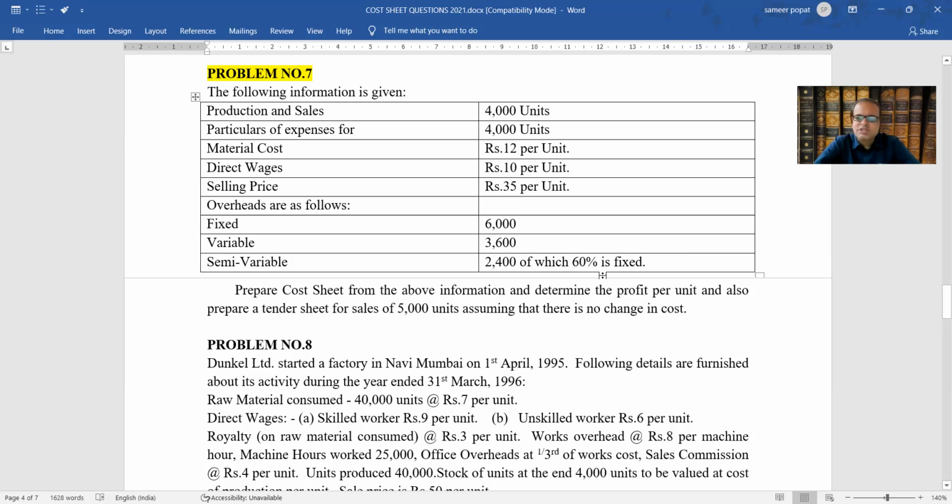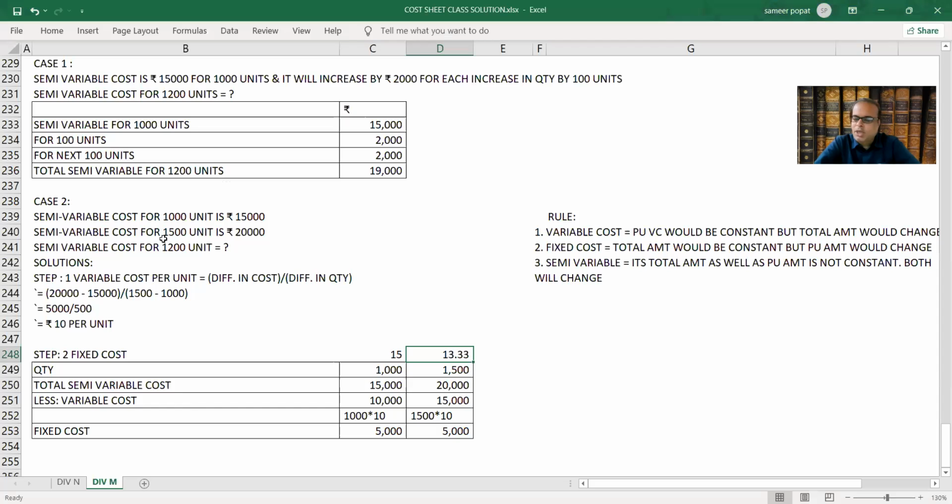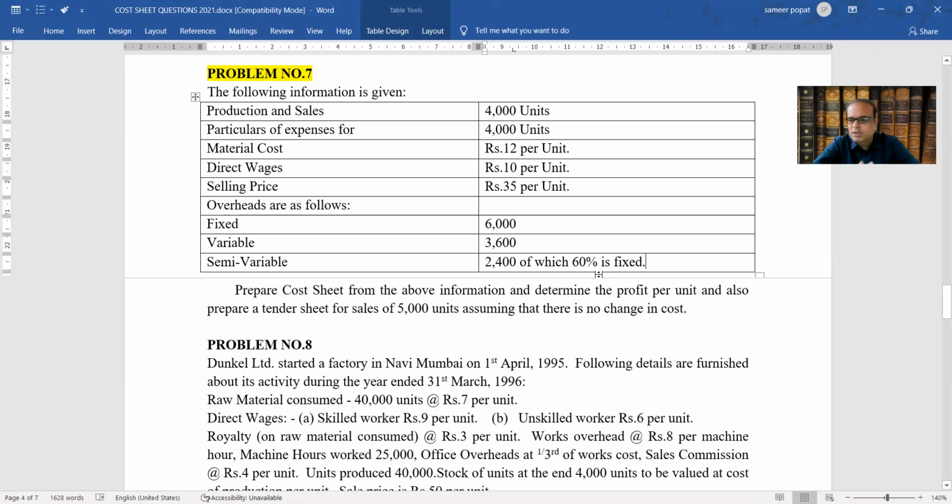Okay, so they are straight away given as the breakup of cost in semi-variable. Semi-variable overhead is 2,400. So this 2,400 comprises 60% to be fixed and remaining 40% to be variable. So that information is already given to us. There is no need to work out anything, applying this formula. Everything is given to us. Just using this information, we need to find the cost.